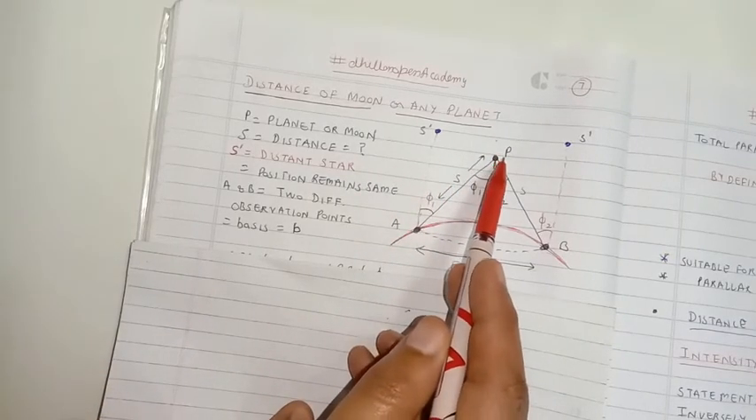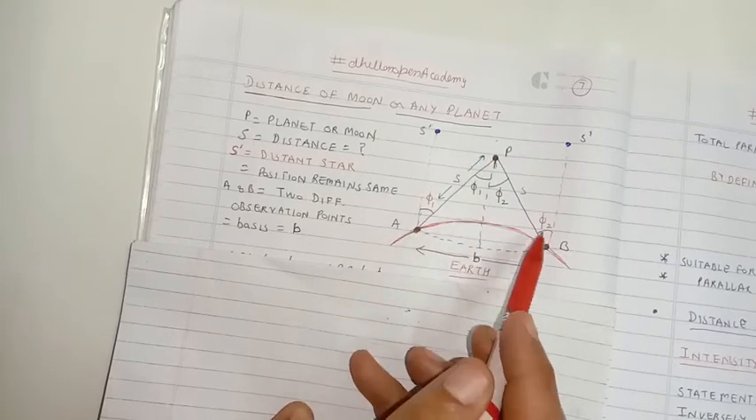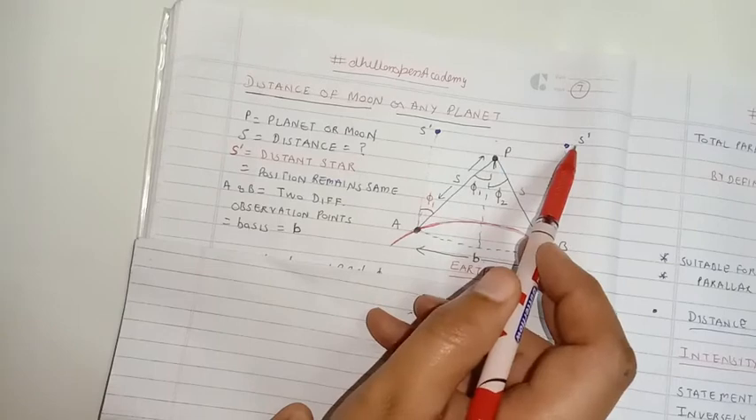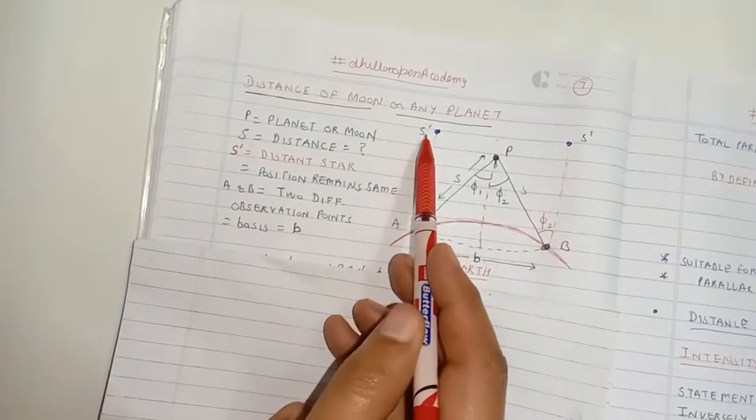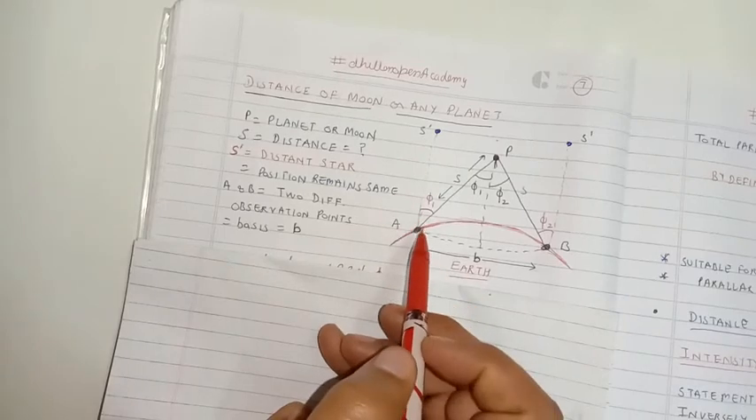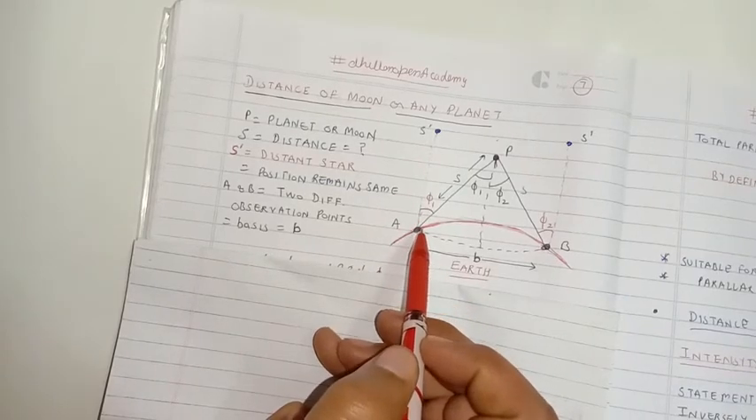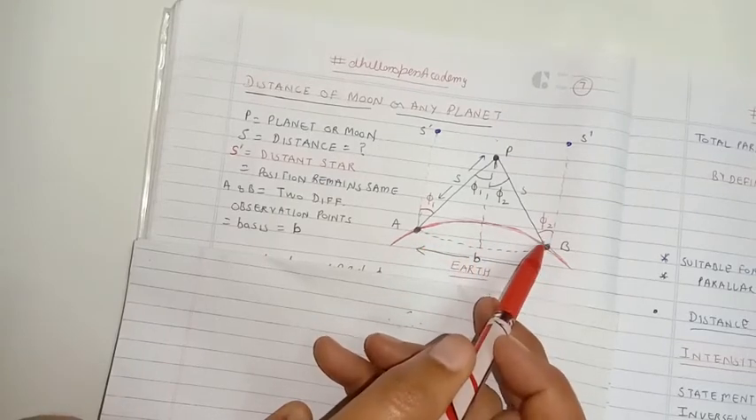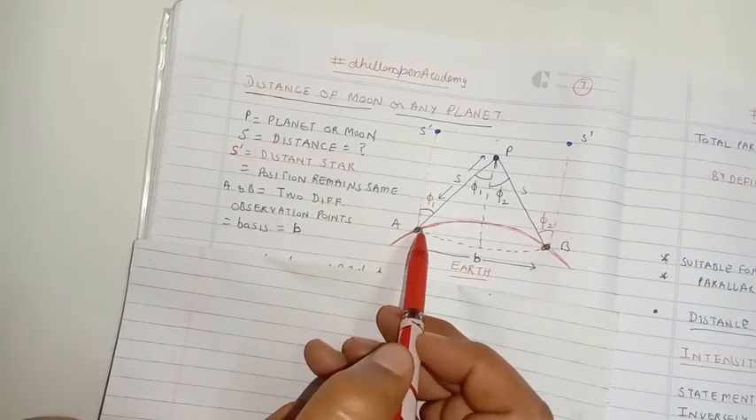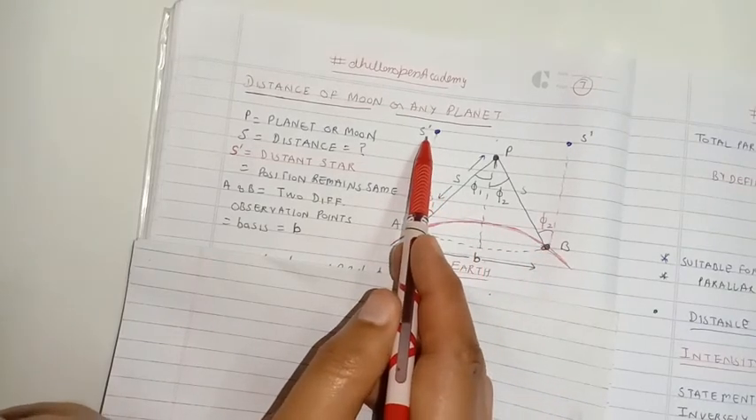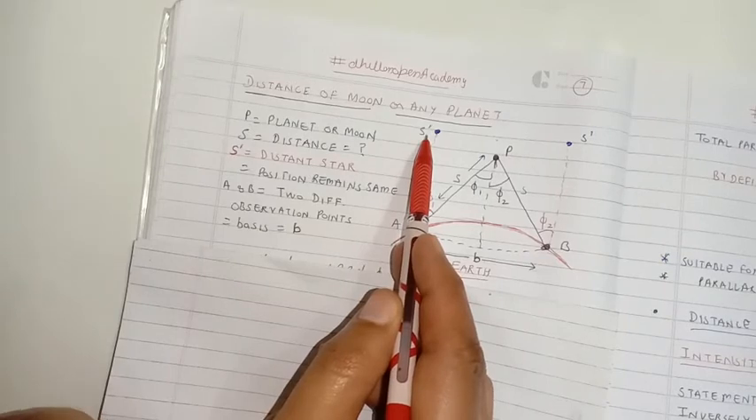So P is the planet or the moon, A and B are the 2 points of measurement, S dash is our reference star. We carefully select this star such that its position or its location, either seen from A or B, always remains the same. So whenever we look up in the sky, either standing at point A or point B, the star S dash is always seen right on the top of the point of observation.